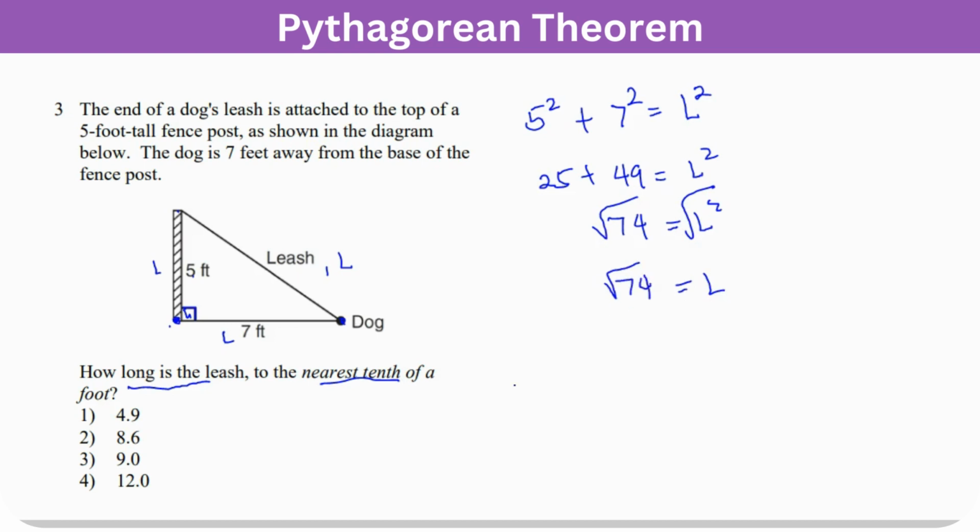This would have been acceptable. However, the instruction says find your answer to the nearest tenth. So therefore, you have to take the square root of that and round it to one decimal place. And that would give you 8.6, which is this problem.